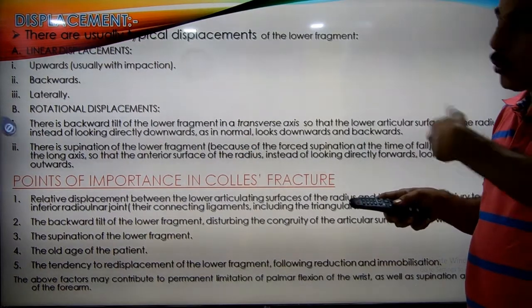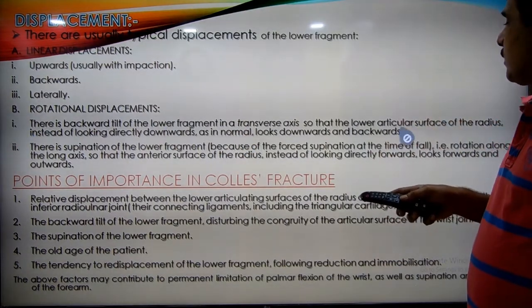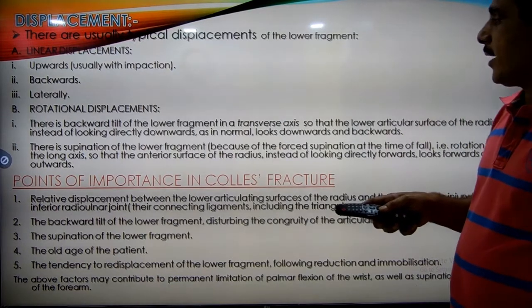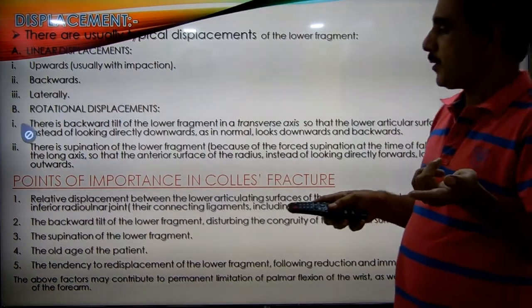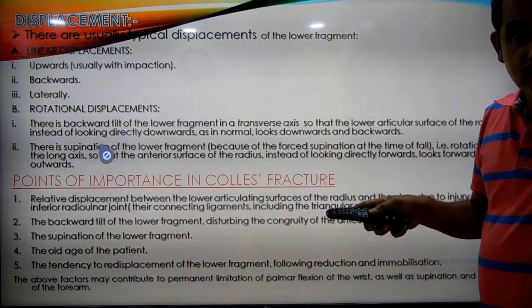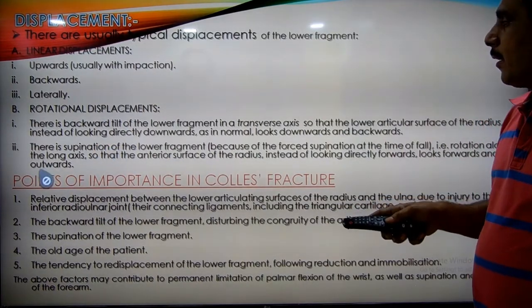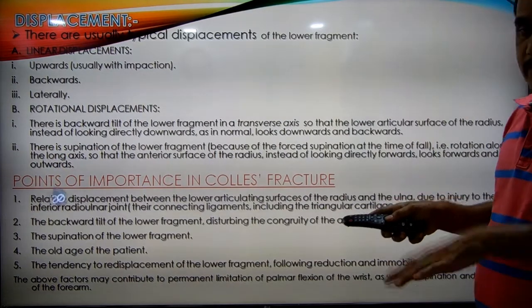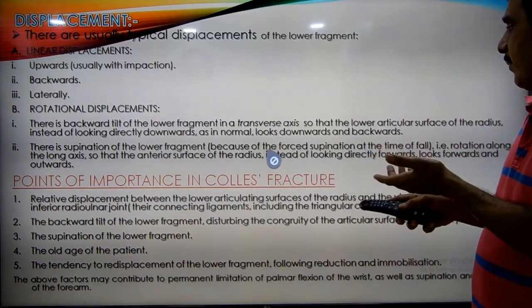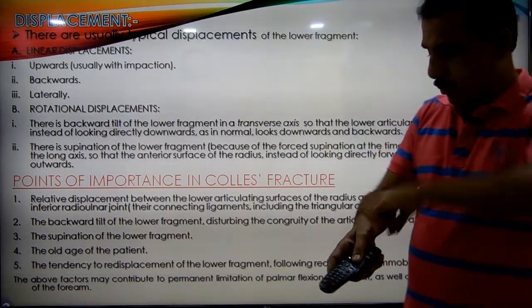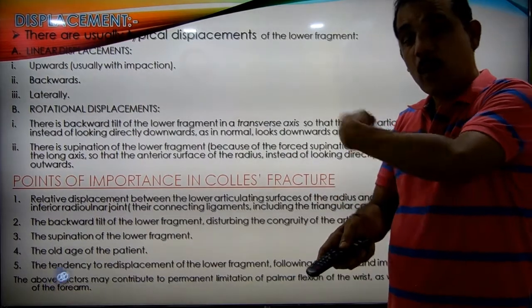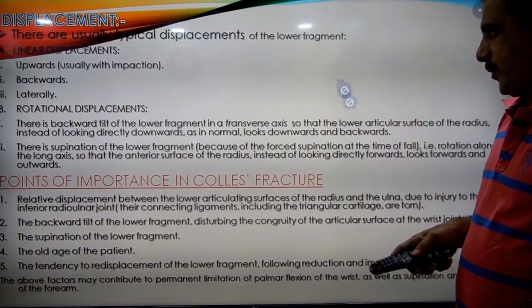Backward tilt of the lower fragment, isn't it? How does it get there? So the articular surface of the radius, which one? The lower articular surface, instead of looking directly downward, looks downward and backward. And here there is supination of the lower fragment, isn't it? Supination, it gets moved like this in the outward and lateral direction.